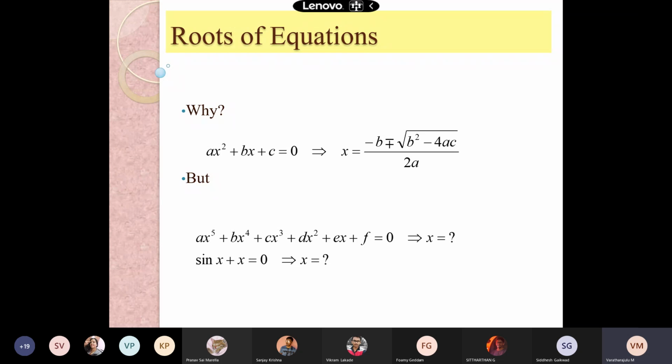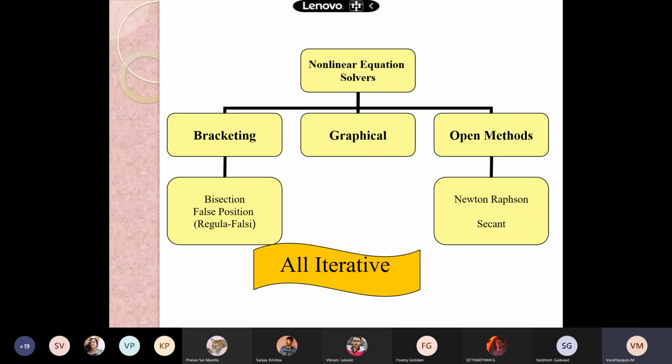And sin x plus x is equal to 0. Then what is x? For that, see, nonlinear equations may be solved by either a bracketing method, a graphical method, or an open method. That is what we solved with. We started with the Newton-Raphson method, and one among the open methods is also the secant method, but our syllabus is restricted to the Newton-Raphson method.